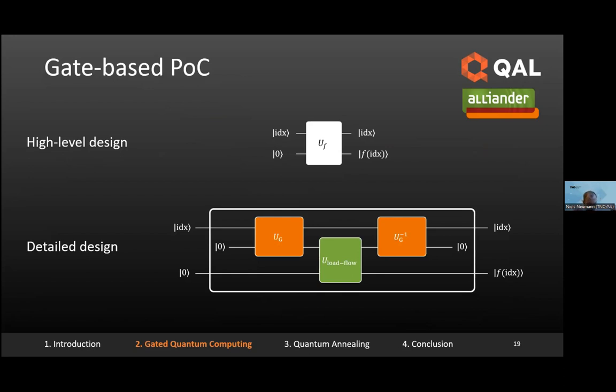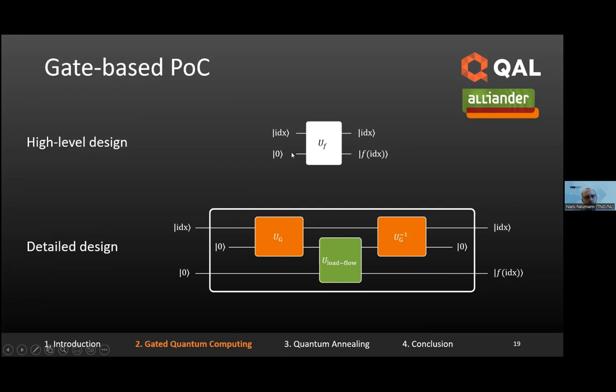Okay. So we have this load flow check, but it's quite high level. It's quite difficult to see how this works. So we have to break it down. We have to actually implement it, because an algorithm on paper is nice, but it doesn't help us solve a problem in practice. So what do we do?